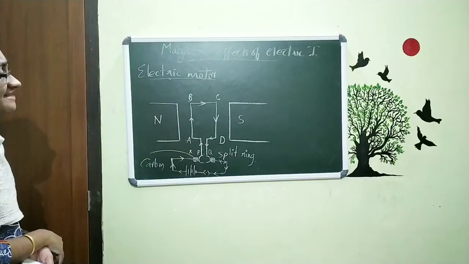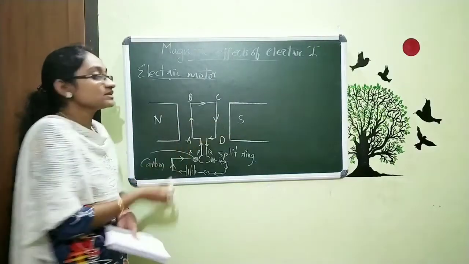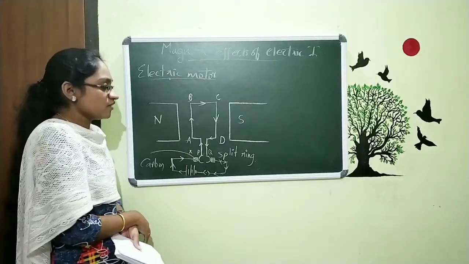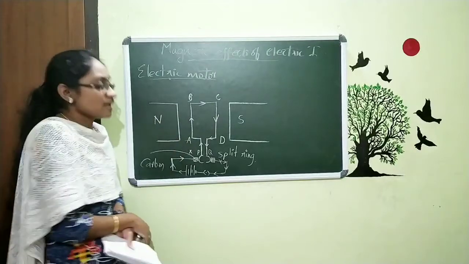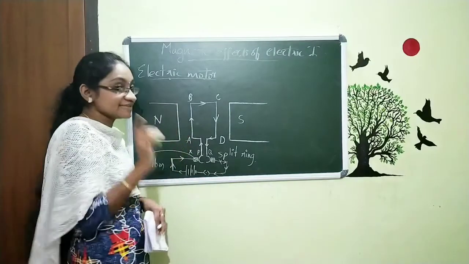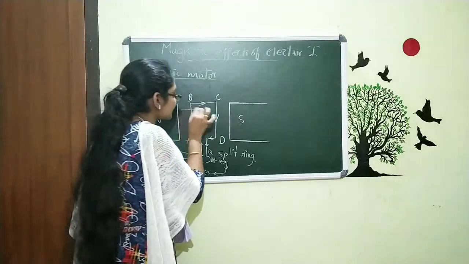Now, what is the direction of the magnetic field? We are placing two magnets, which means in between these magnets there is a magnetic field. What is the direction of this magnetic field between these magnets? I will show you the direction. The direction is like this. Always the field will start from north to south, like this.